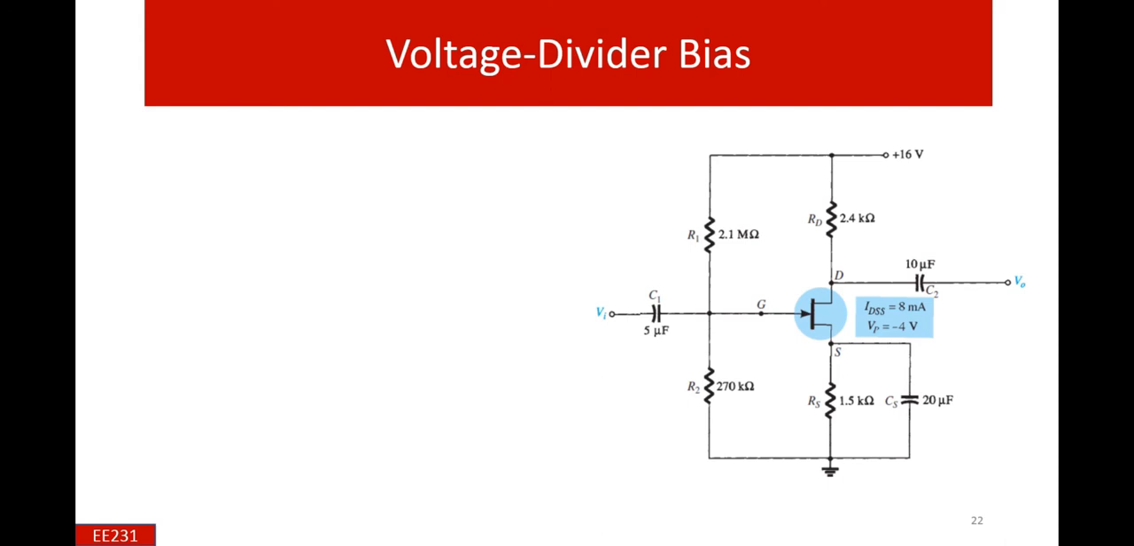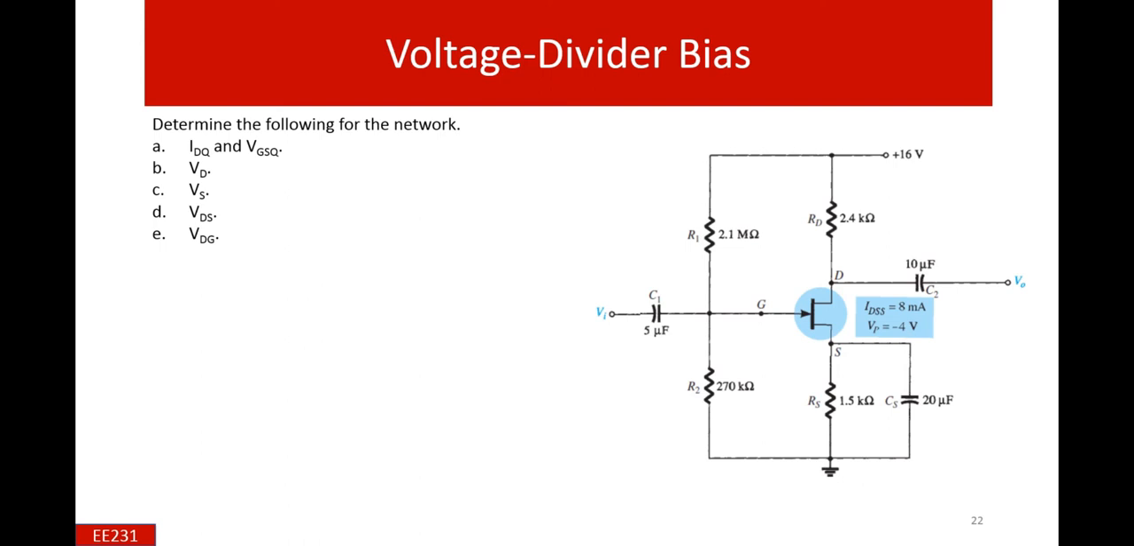And we have to find the values of ID, VGS, VD, VS, VDS and VDG. These are the parameters which are required. For the transfer characteristics, when the drain current is a quarter, in this case VP is -4, so VGS is -2.